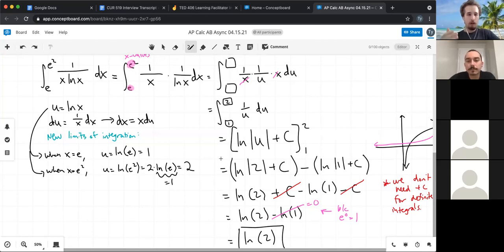So you can choose to do it Mr. C's way, where it's like, hey, we don't want to get ourselves confused, so we should change our bounds immediately when we u-substitute. So it's whichever way you want to do that. Up to you. Would you like to see both ways?